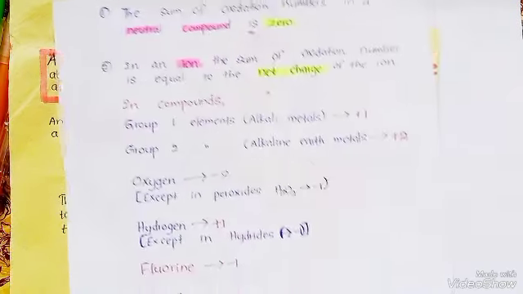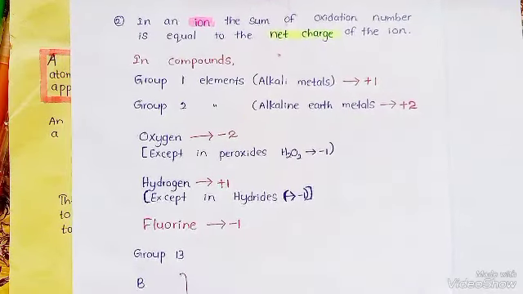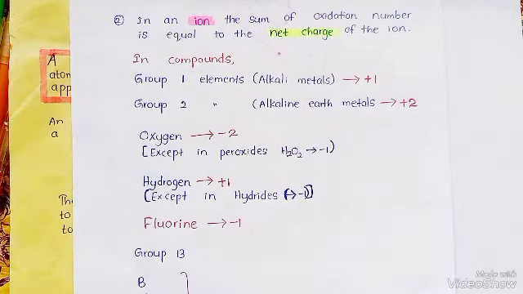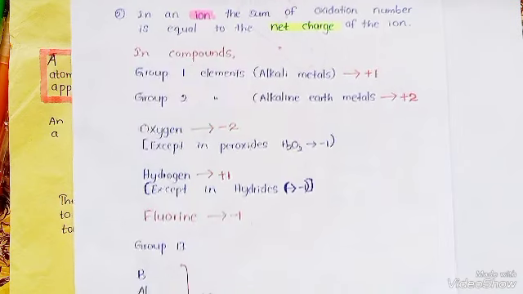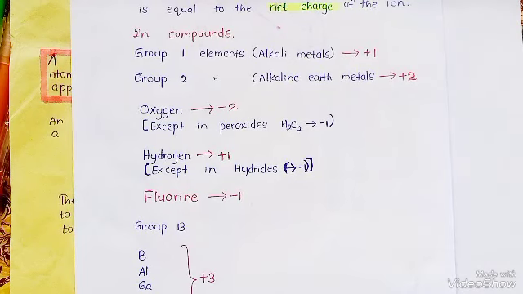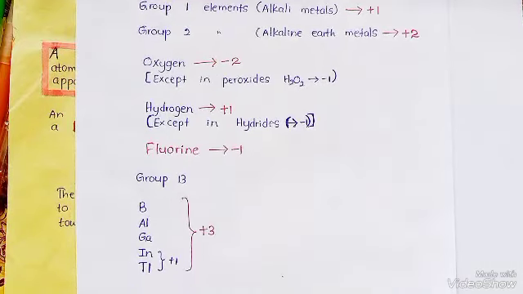And in compounds, group 1 elements, which we call alkali metals, have +1 oxidation state, and group 2 elements, which we call alkaline earth metals, have +2 oxidation state. Oxygen has -2 oxidation state except in peroxides, and hydrogen has +1 oxidation state except in hydrides. Fluorine in every compound has -1 oxidation state, and group 13 elements have +3 oxidation state.